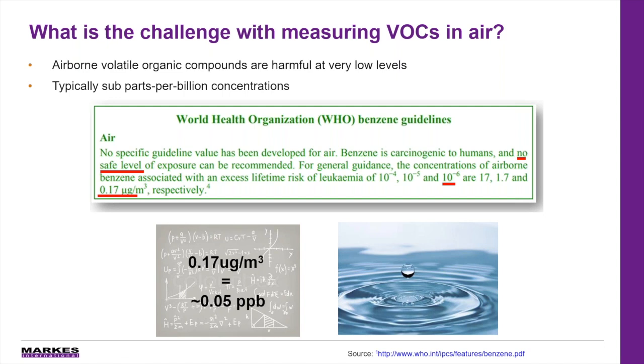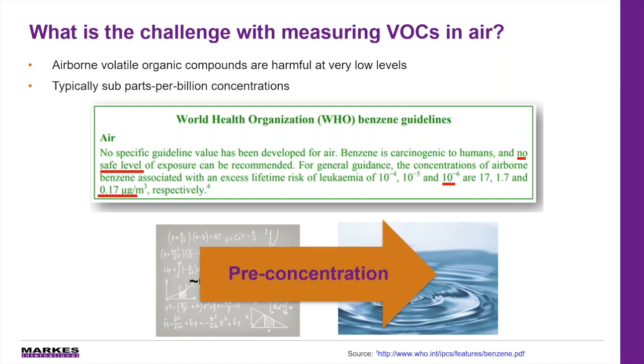If 1 ppb is roughly a drop of water in an Olympic-sized swimming pool, and this is 50 times lower, then that gives you an idea of the scale that we're looking at here and what the technology needs to be able to do in terms of getting down to these levels. And the solution here is pre-concentration with thermal desorption.